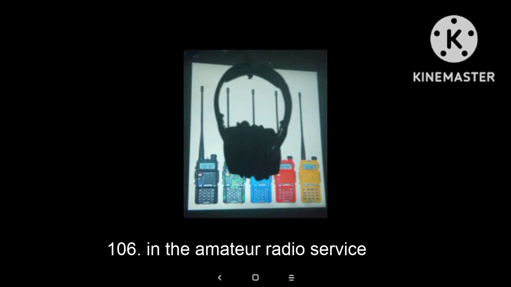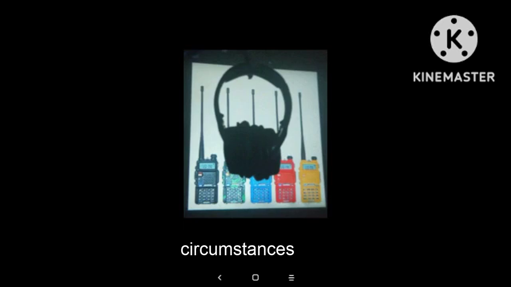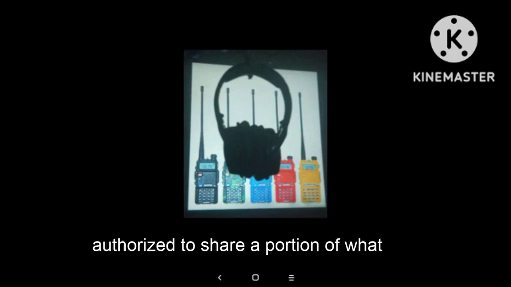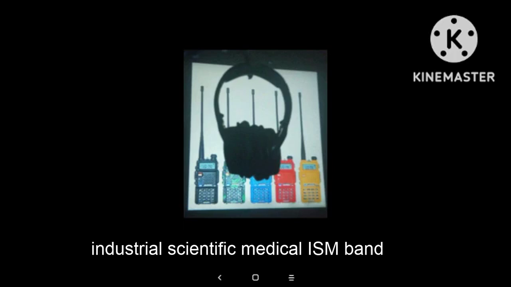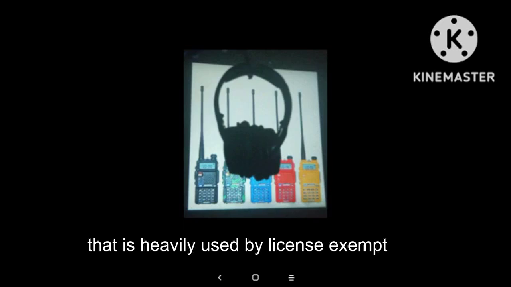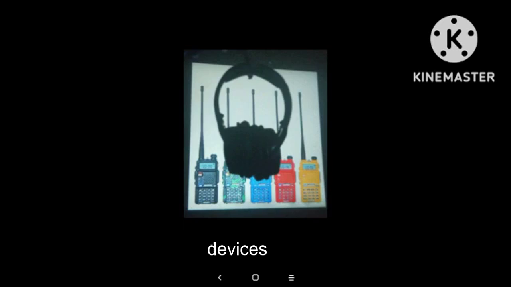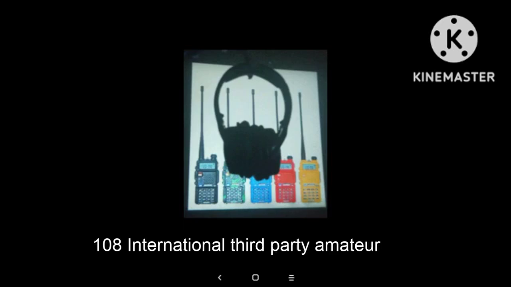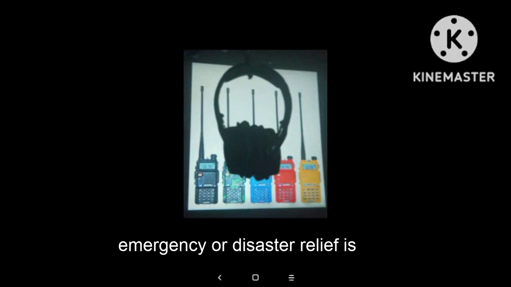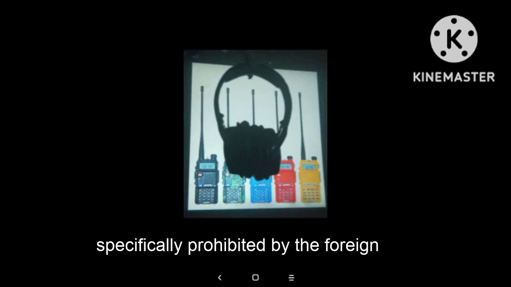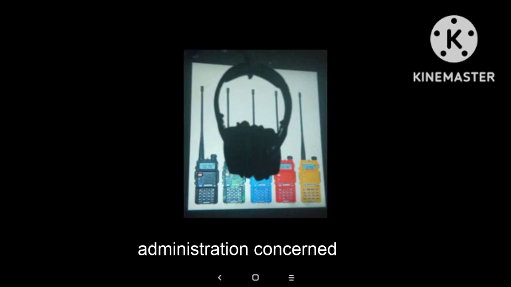106. In the amateur radio service, business communications are not permitted under any circumstances. 107. The amateur radio service is authorized to share a portion of what industrial, scientific, medical, ISM band that is heavily used by license-exempt devices? 2,300 to 2,450 megahertz. 108. International third-party amateur radio communications in case of emergency or disaster relief is expressly permitted unless specifically prohibited by the foreign administration concerned.